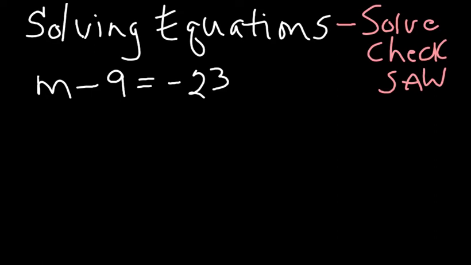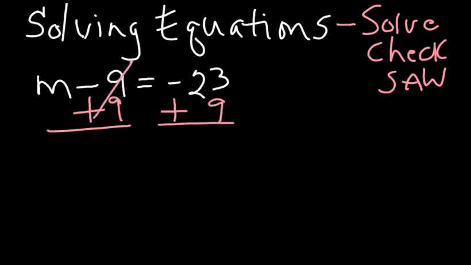So, what on this side do I need to get rid of to have M all by itself? I need to get rid of minus 9. So, if I did plus 9, that would be 0 and it would get rid of it. So, I'm going to go plus 9. Now, if I do it to this side, I have to do it to the other side. So, plus 9. So, that is 0. That just leaves M. Then you have to decide what negative 23 plus 9 is.